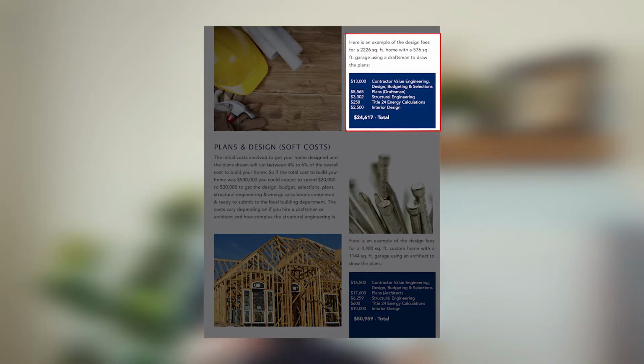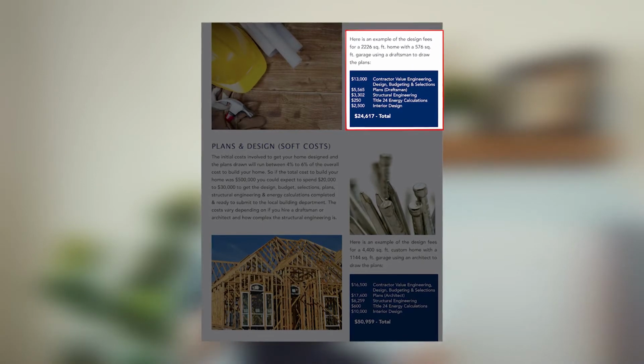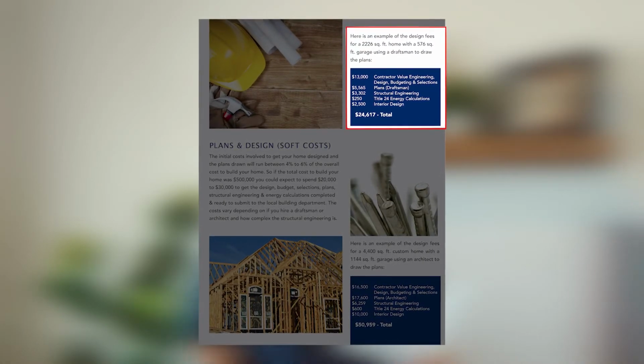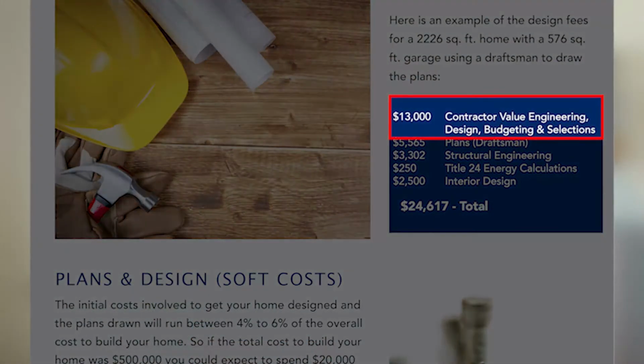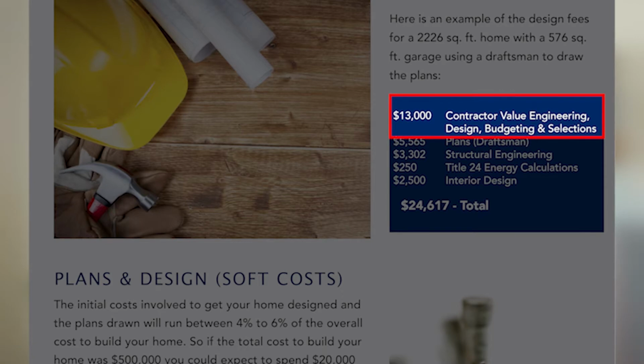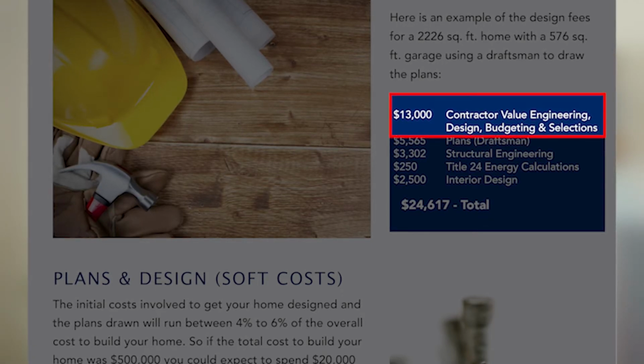So our first example is going to be a 2,226 square foot home with a 576 square foot attached garage. This particular design fee on the front end breaks down as $13,000 for the contractor value engineering, design, budgeting, and selection.